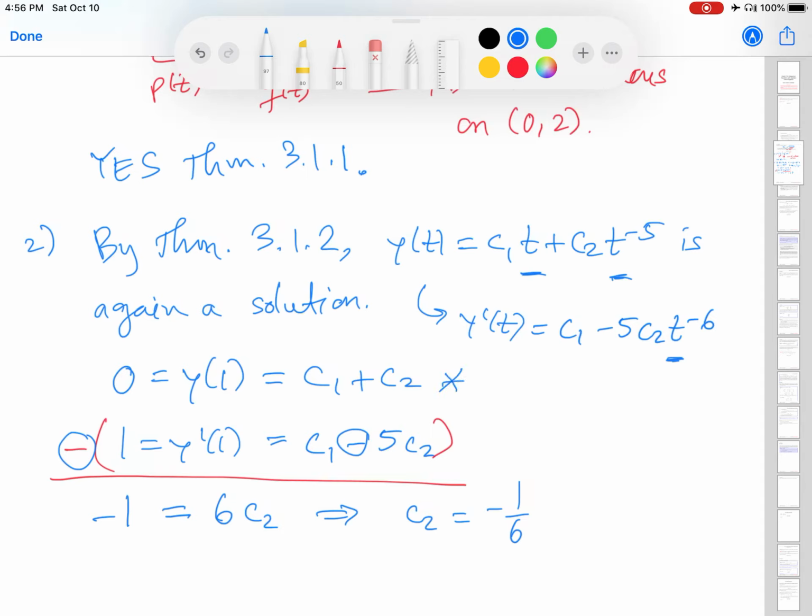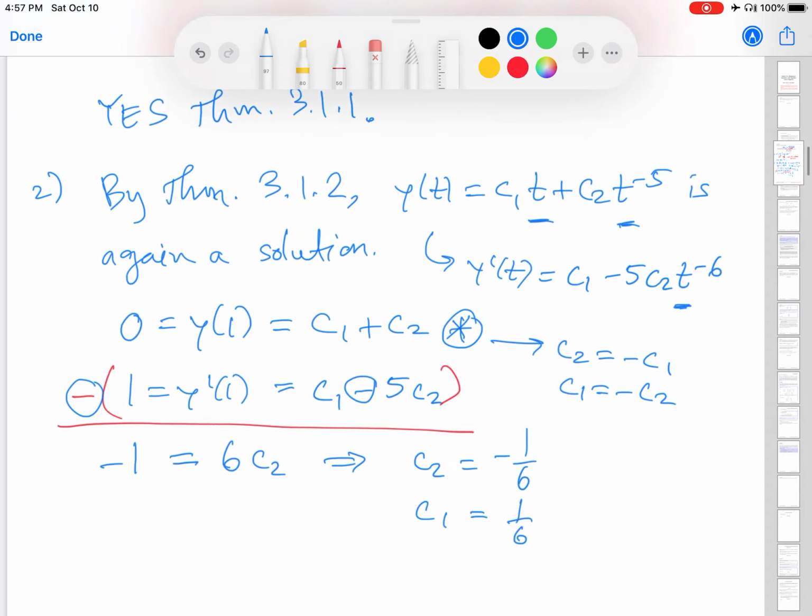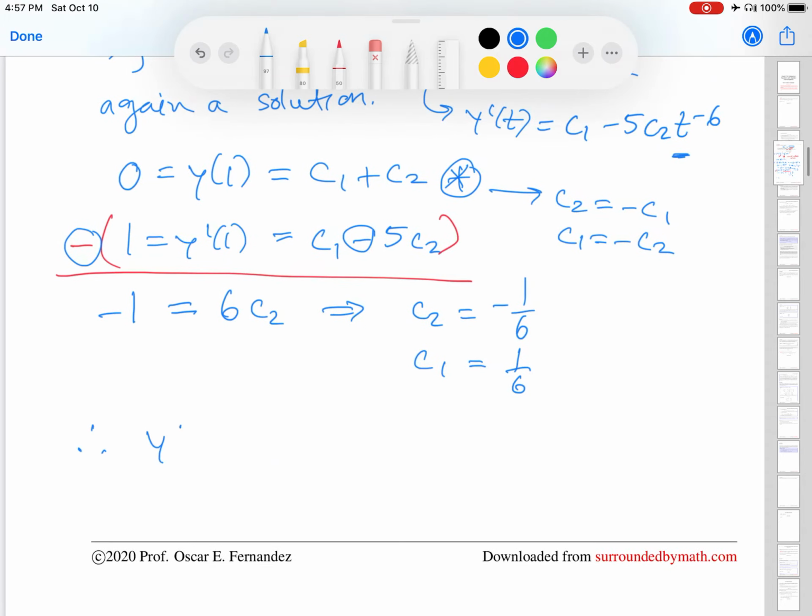And if I go back to this equation, c2 is negative c1, right? So c1 is negative c2. So I can plug in this minus 1/6, multiply by -1, and get c1 to be 1/6. So my conclusion is that y of t equals c1 times t plus c2, which is negative, so I'll put the negative in front here, plus c2 times t to the minus 5 solves the IVP.